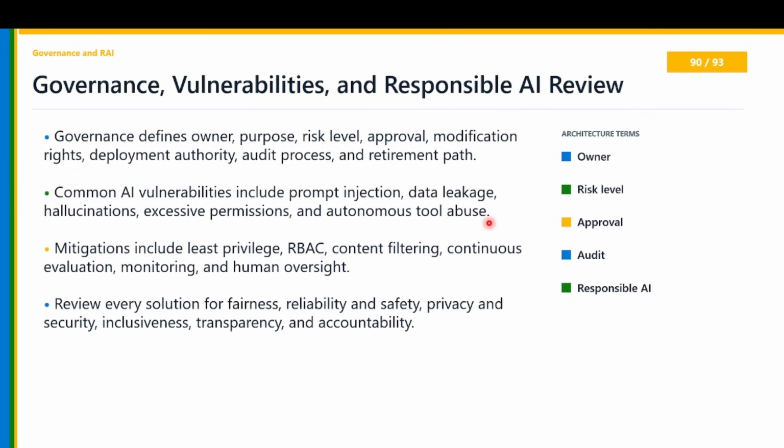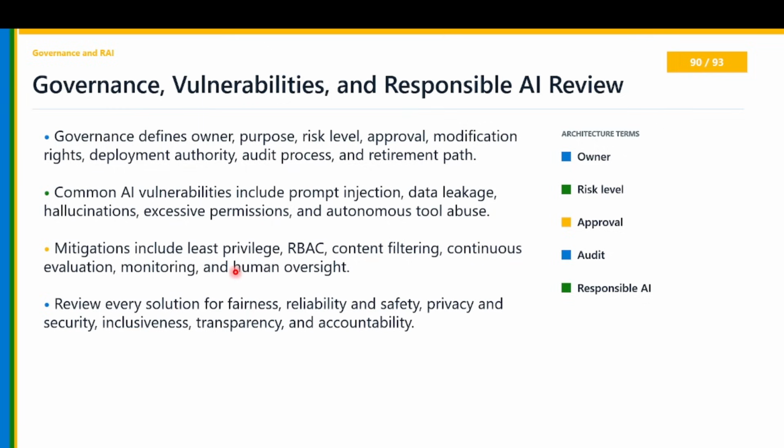Then common AI vulnerabilities include, as we have discussed: prompt injection, data leakage, hallucinations, excessive permission, and autonomous tool abuse. So all these are vulnerabilities, and this is why guardrails should be implemented using compliance policy, to ensure everything the agent is doing is audited. Mitigation includes least privilege. So how can you mitigate against these vulnerabilities? Use least privilege, role-based access control, content filtering, either input or output, continuous evaluation, continuous monitoring, and human oversight.